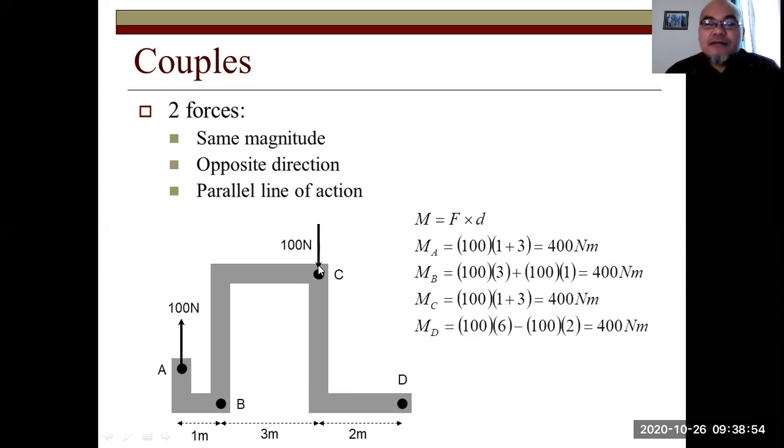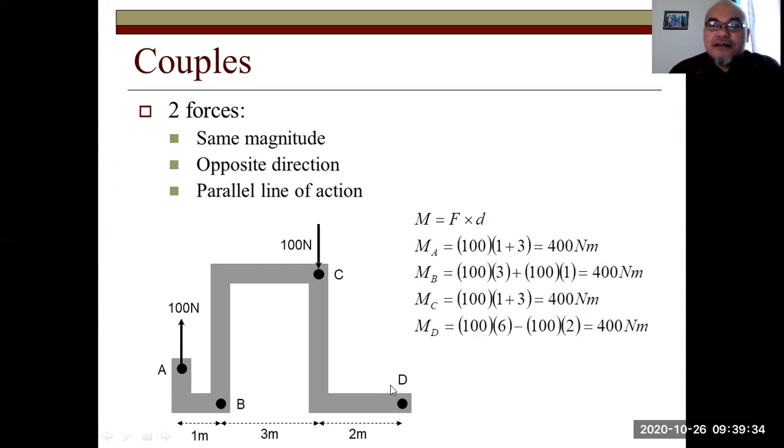Let's calculate now the moment about point C. About point C, the force exerted at point C will not have any contribution to the moment because it occurs at that point, at the axis. So it doesn't rotate the structure about that point; it will only give a translation. The contribution to the moment only comes from the force exerted at point A, which is 100 Newton multiplied by 1 plus 3, the distance, 4 meter, equals 400 Newton meter.